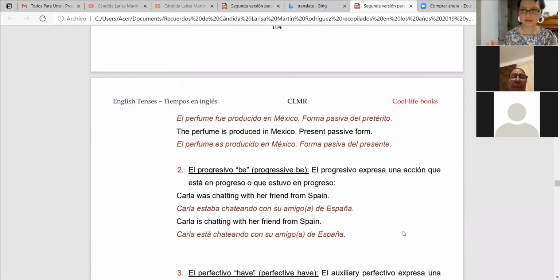Okay. The progressive. The progressive expresses an action that is in progress, okay? Or that was in progress. This one is very common because we also use it a lot in Spanish. Carla was chatting with her friend from Spain, okay? And the present, how is the present? Carmen, could you please read the present?